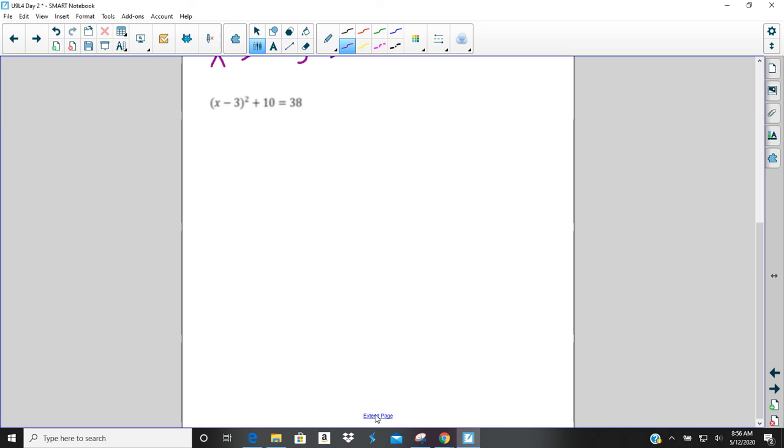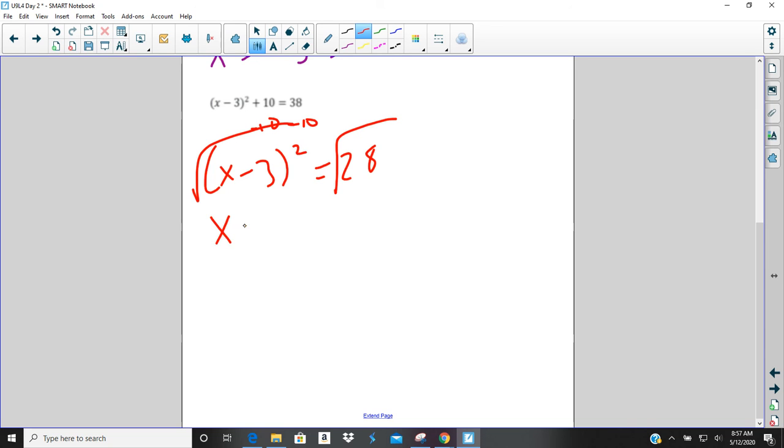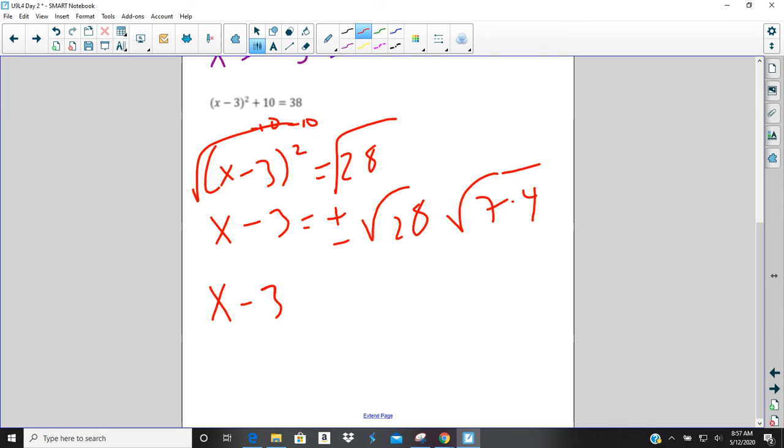Okay, so now that you've answered it, let's see if we have the right answer. We're going to subtract 10 from both sides. We're left with x minus 3 squared equals 28. I take the square root of both sides. I'm left with x minus 3 equals plus or minus the square root of 28. Is 28 a perfect square? No, it's not. That equates to 4 times 7. The 4 comes out.